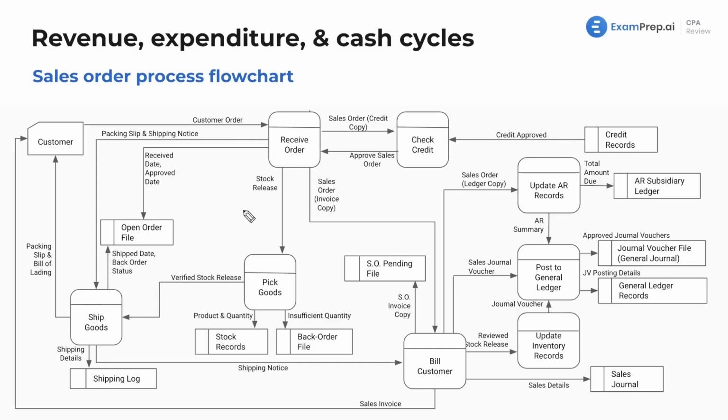We're going to eventually ship the goods. But before then, we have to pick the goods and verify the stock release. It's all going to be a part. So each of these arrows is kind of like a check and balance. There's something that has to be done here in order for you to proceed.